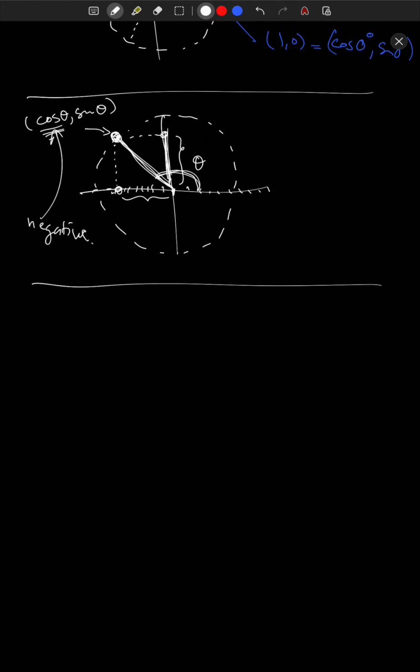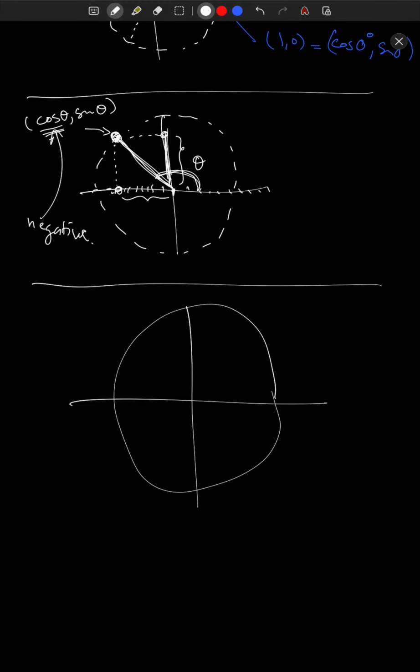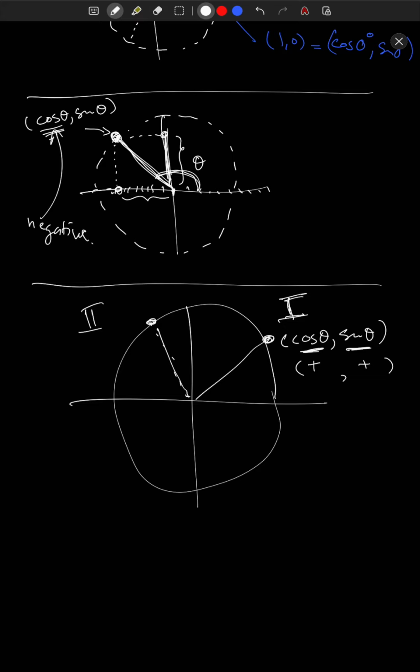In fact, if you draw a general picture here, any angle in the first quadrant is going to have positive sine and cosine, because in the first quadrant, every point has coordinates positive, comma, positive. In the second quadrant, any point here is going to have its x-coordinate be negative, and its y-coordinate positive. So here, my cosine, comma, sine of my angle, in this case that angle there, is going to be negative, comma, positive.